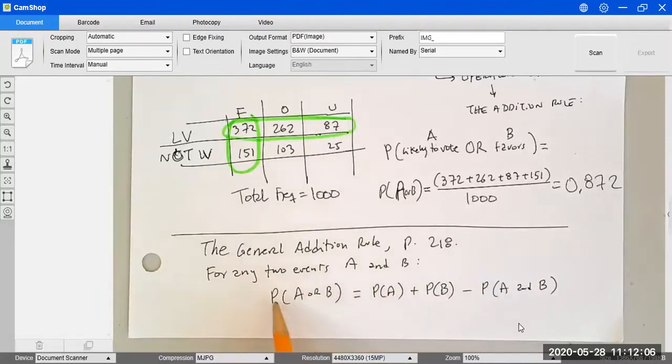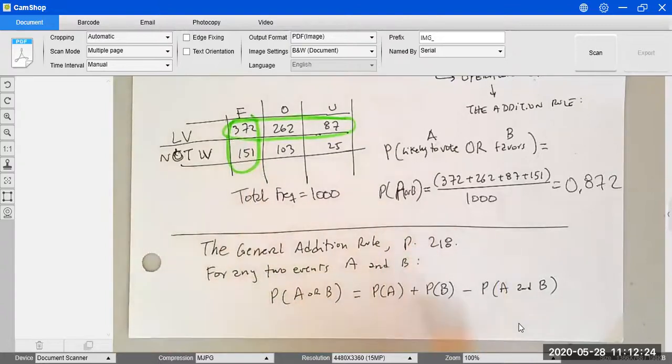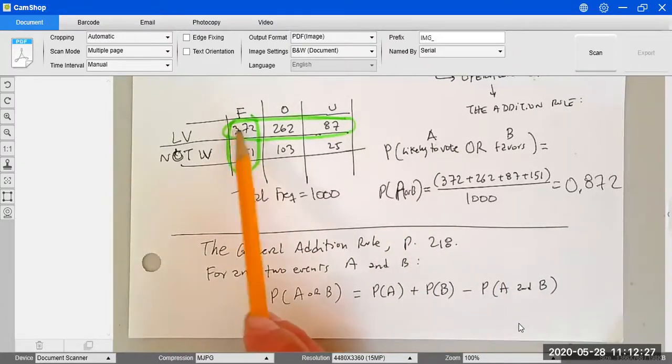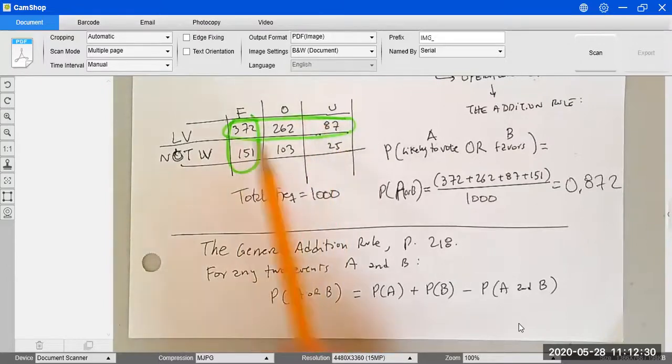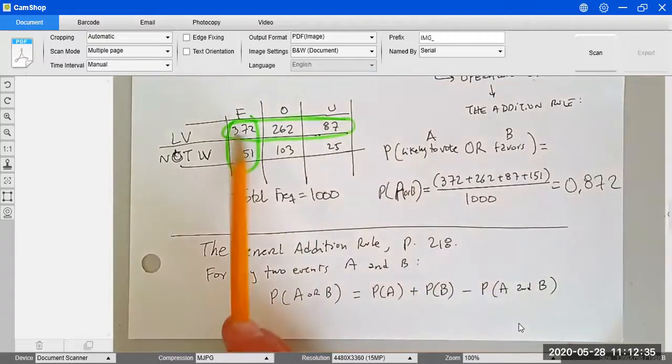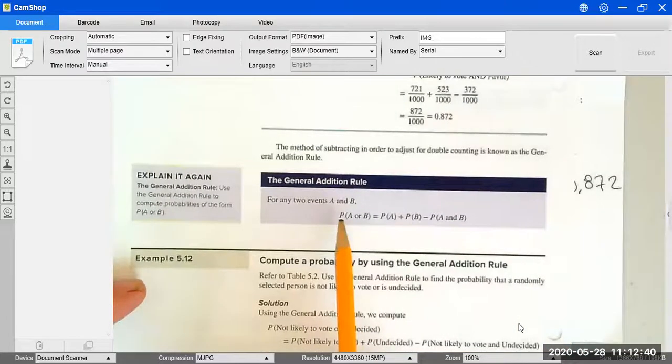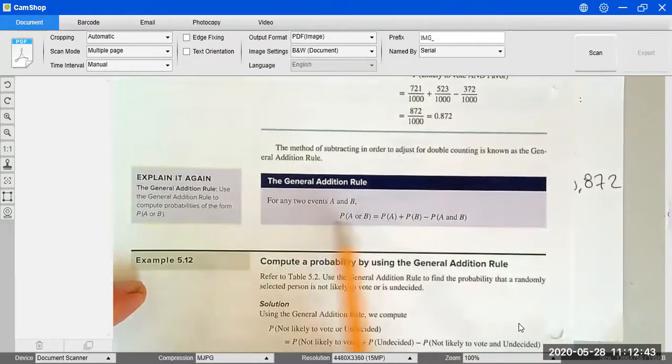So the probability of the compound event with the or operator is going to be the probability of event A plus the probability of event B minus the probability of A and B occurring at the same time. This last probability is the overlapping frequency. So when you use this formula, the probability of one event is the sum of these three, the probability of the other event is the sum of these two, and then you need to subtract the overlapping region. Again, you have the general addition rule in your book, also on page 218.